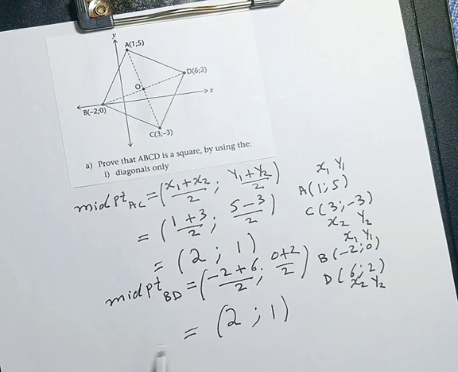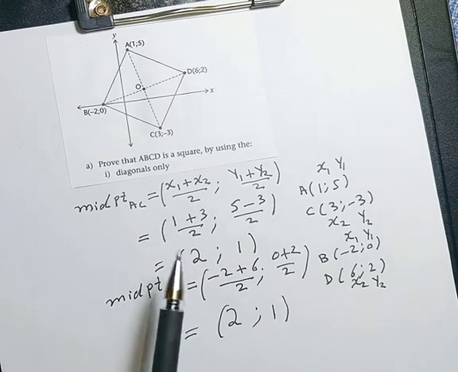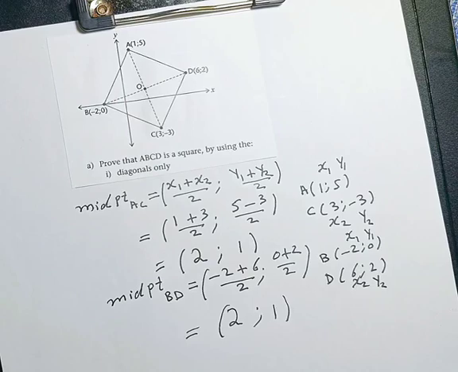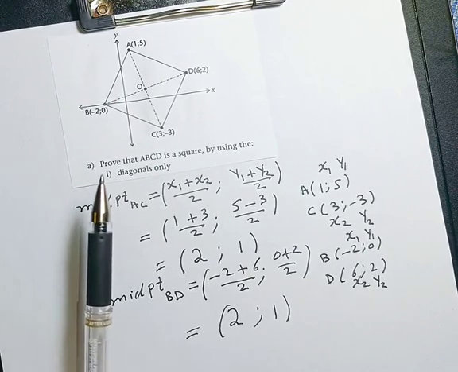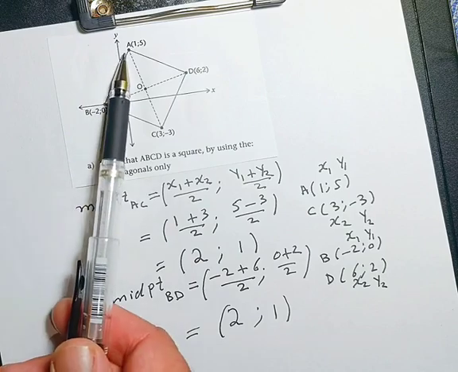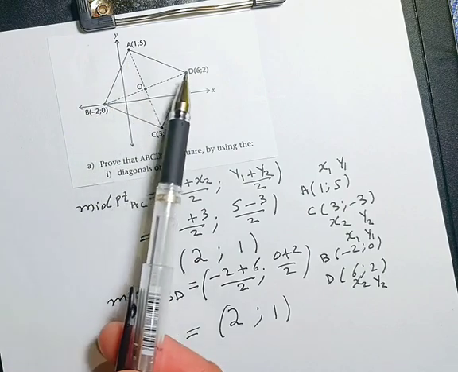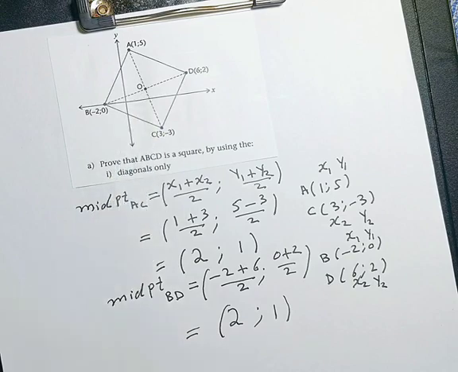Now we need to fulfill all the conditions for a square, which makes this quadrilateral a square. To prove this is a square, we need to fulfill two conditions: that the diagonals are equal and bisect each other at 90 degrees. So this diagonal AC and the diagonal BD, they are equal and they bisect each other at 90 degrees. First we need to prove that the diagonals are equal.